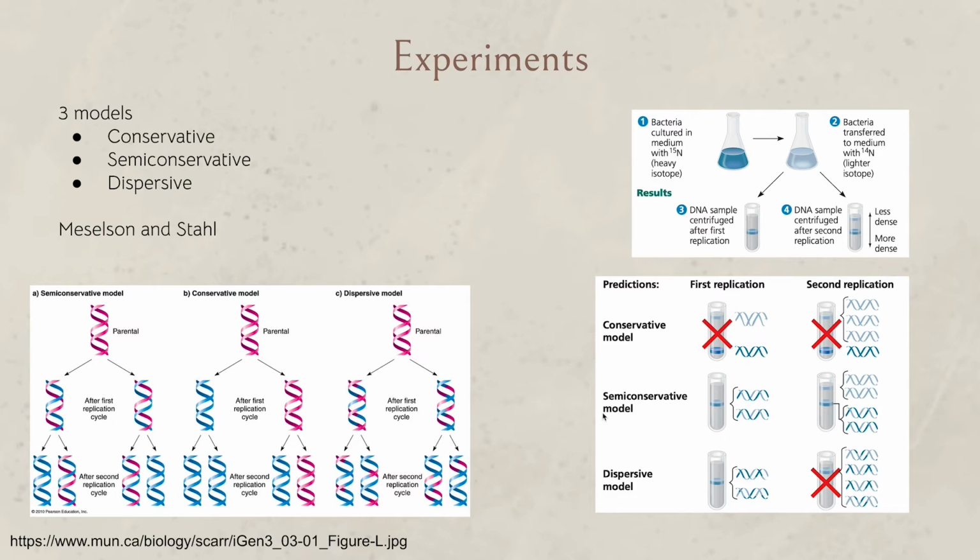So we still have semi-conservative and dispersive going, because what we expect is that there is one group of DNA that is about the same density.